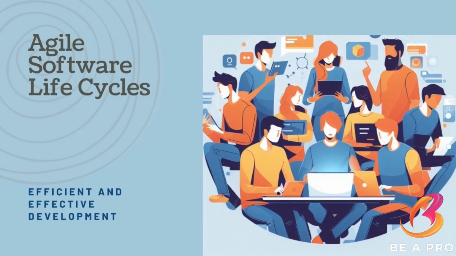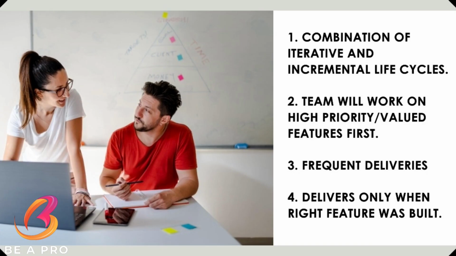Let's see what is an agile life cycle and when to select this life cycle. This life cycle is a combination of iterative and incremental. This will make sure team works on important stuff first and works on it in multiple iterations till the right product or application or feature is built, and delivers frequently.